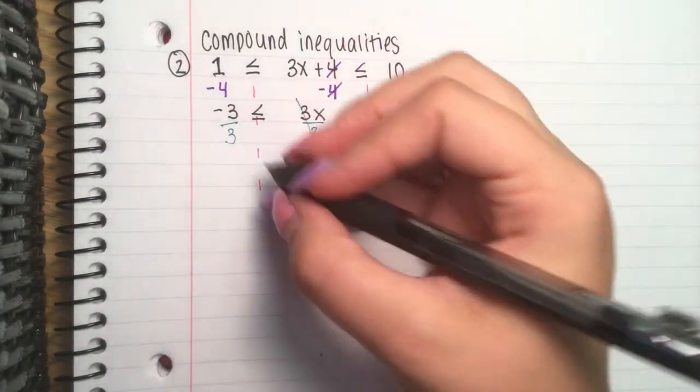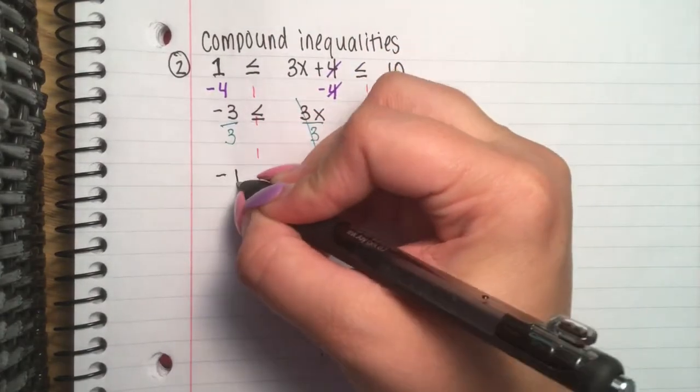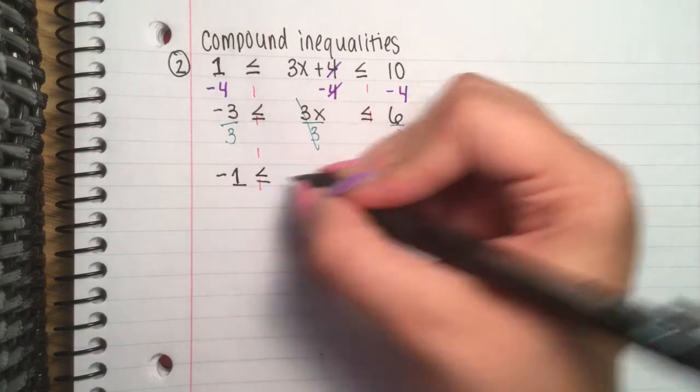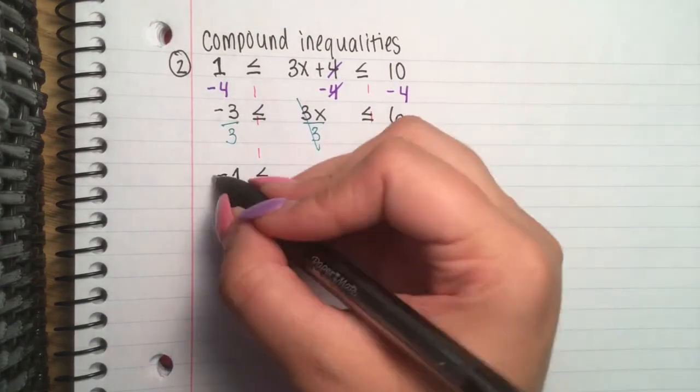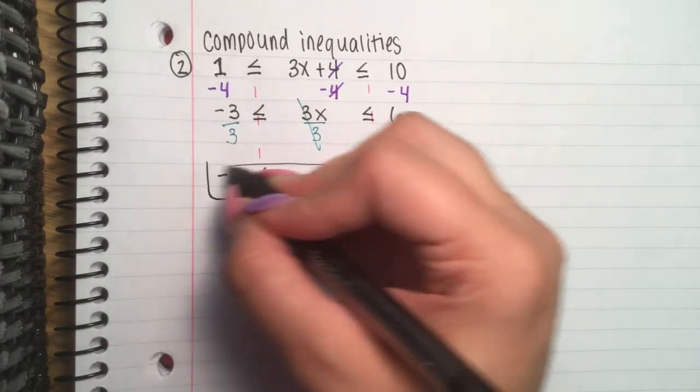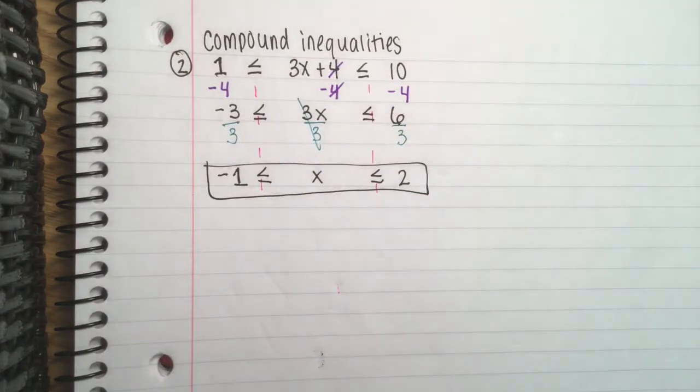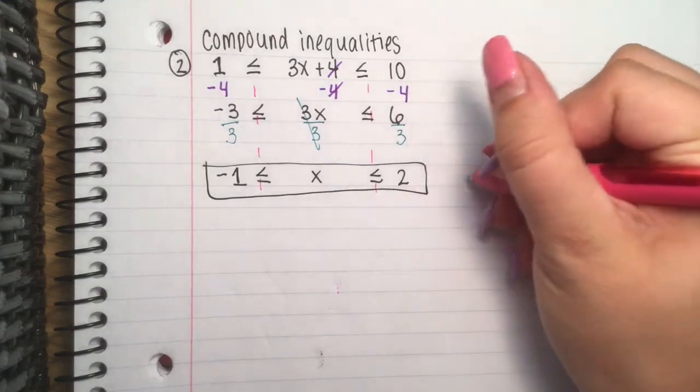So -3 divided by 3 is -1. X is all alone. 6 divided by 3 is 2. So this is our answer. This is actually what we call an AND statement.